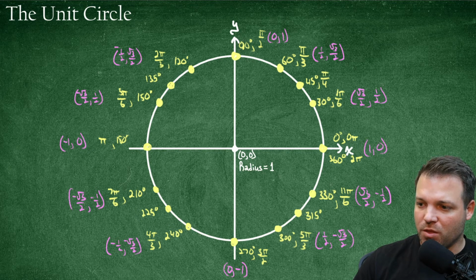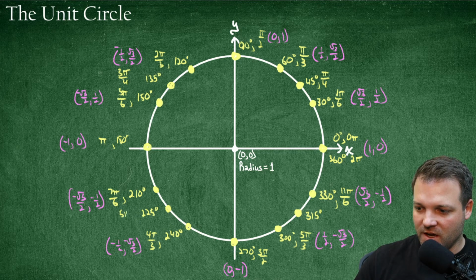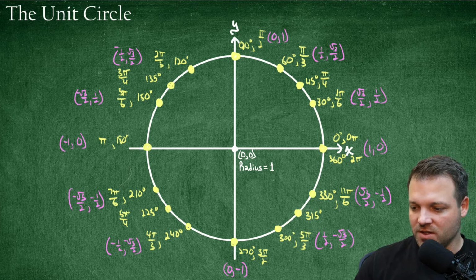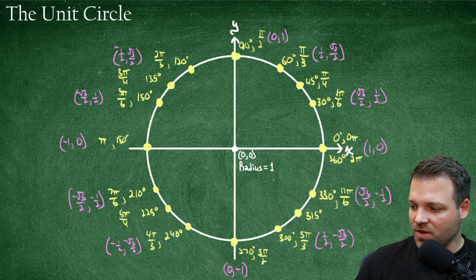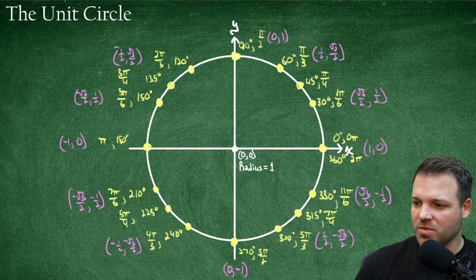135 is going to be 3 pi over 4. And then here we have 4 pi over 4, which is just pi. This one's going to be 5 pi over 4, just adding these quarter pi's. 6 pi over 4 for 270, which is 3 pi over 2. And then 7 pi over 4 for the 315. Again, radians is probably going to be your most challenging piece until you get used to them.